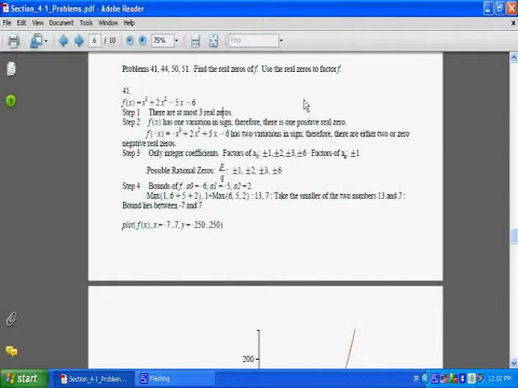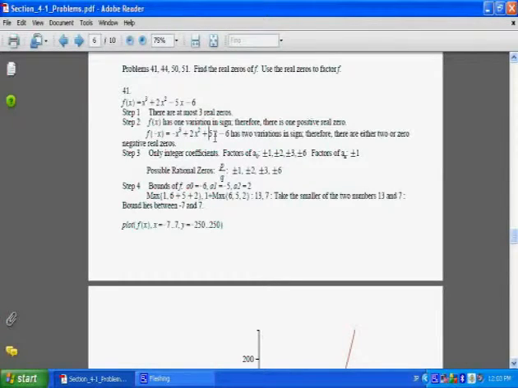So you can look at this. f of x has one variation in sign that happens right here when it changes from positive to negative. So there's going to be one positive real zero. And if you check f of negative x, I think that's going to have two variations in sign when it changes from negative to positive there, and then it changes from positive to negative there. So it has two variations in sign. Therefore, there are either going to be 2 or 0 negative real zeros.